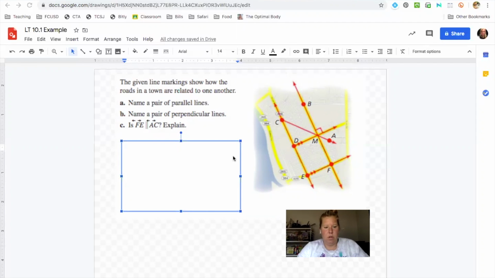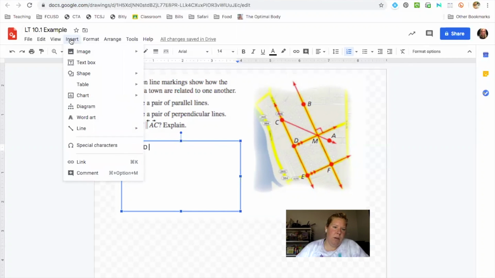Okay. So for A, okay, we can say that CD, and what we're going to want to do is we're going to insert special characters.